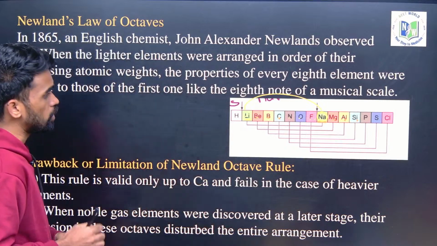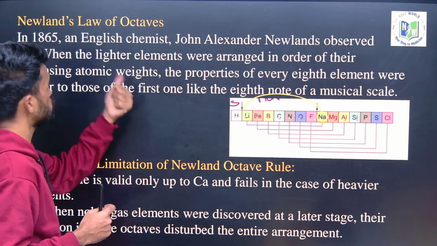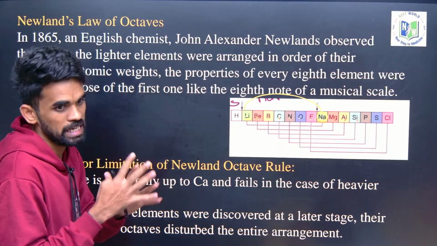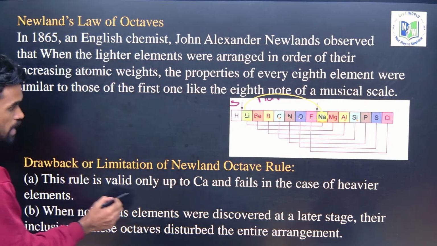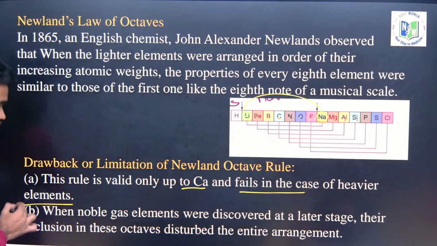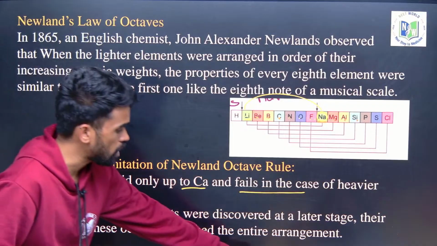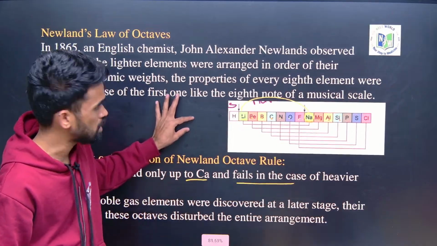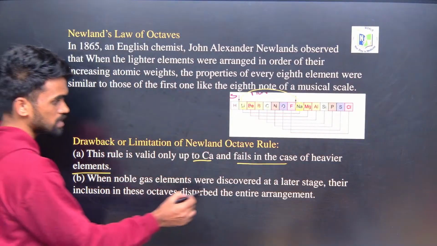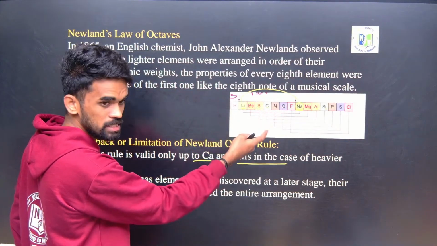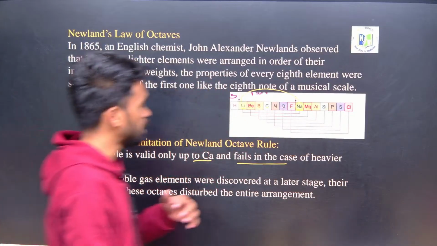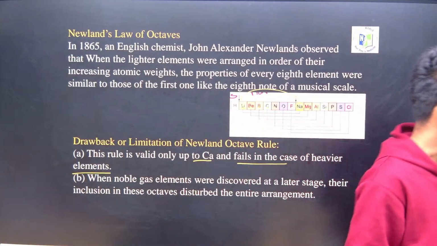Next, this octave arrangement is also applicable only for lighter elements. See here, this rule is valid only up to calcium and fails in the case of heavier elements. So this also has a limitation, which is that it is applicable only for lighter elements, not for the heavier. When noble gases were not discovered at that time, later they were added and it became the 1st and 9th element. Then other further developments were also shown here.